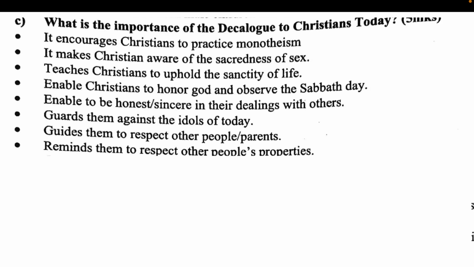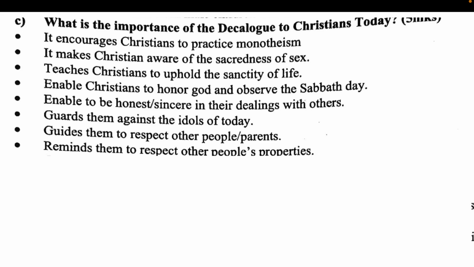Question 2C. Give 5 importance of the Decalogue to Christians today. What is the Decalogue? Yes, the 10 Commandments. It encourages Christians to practice monotheism, that is the worship of one God.